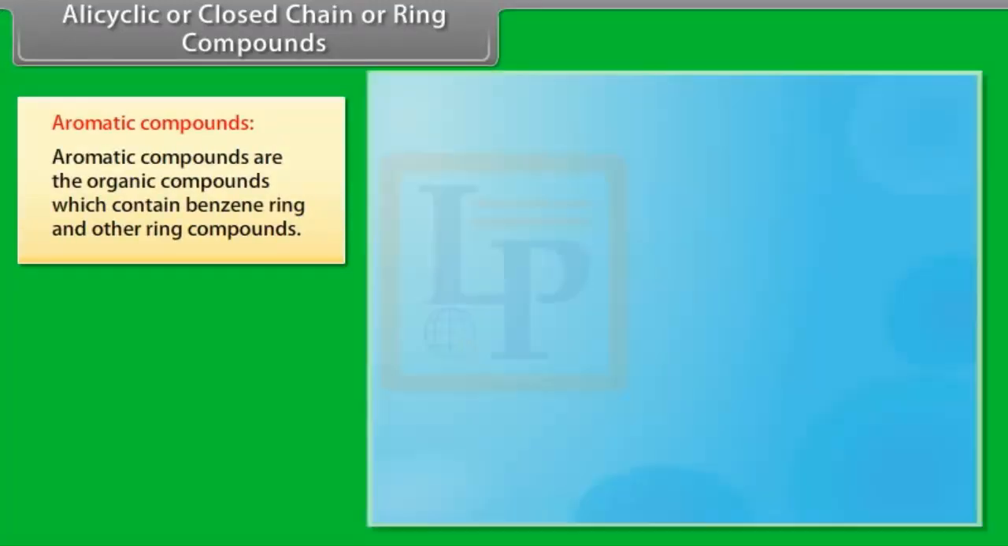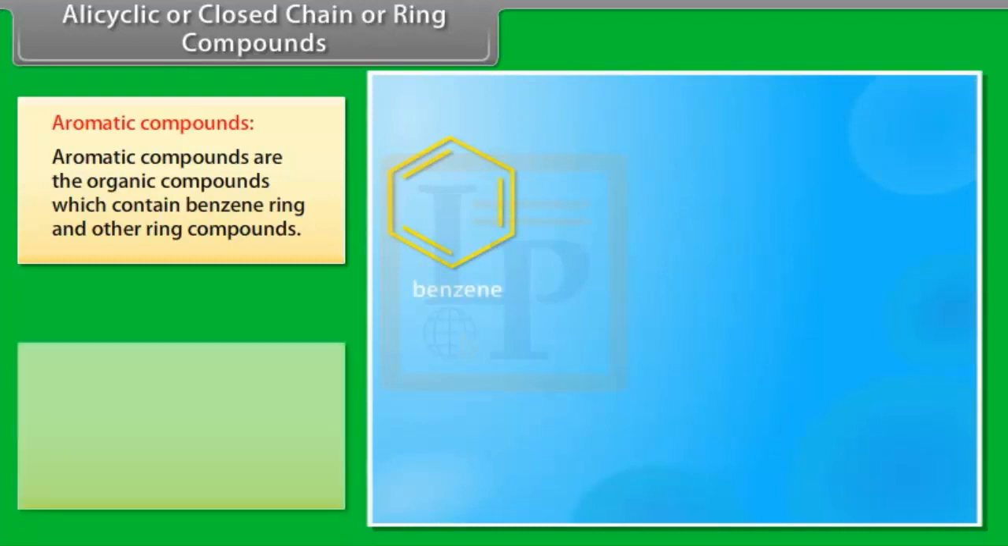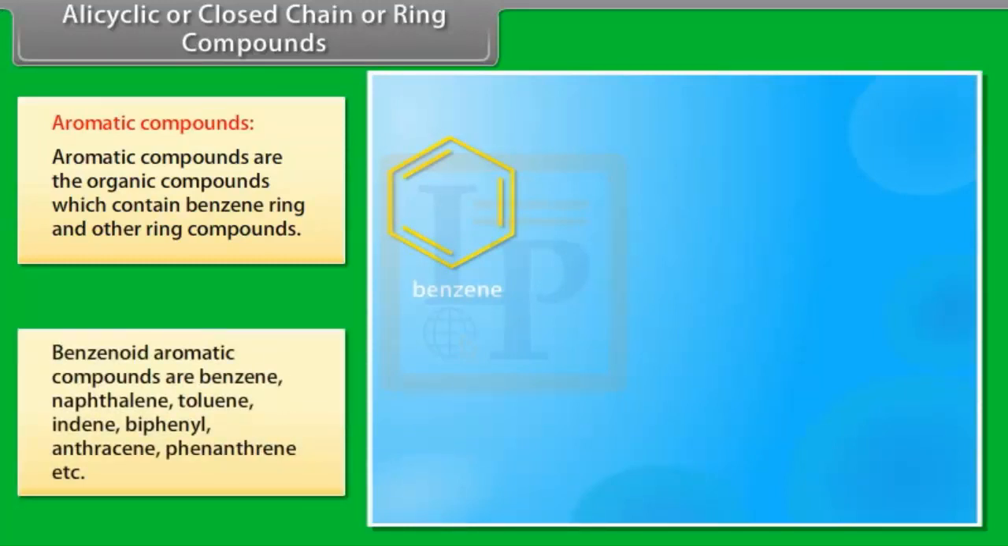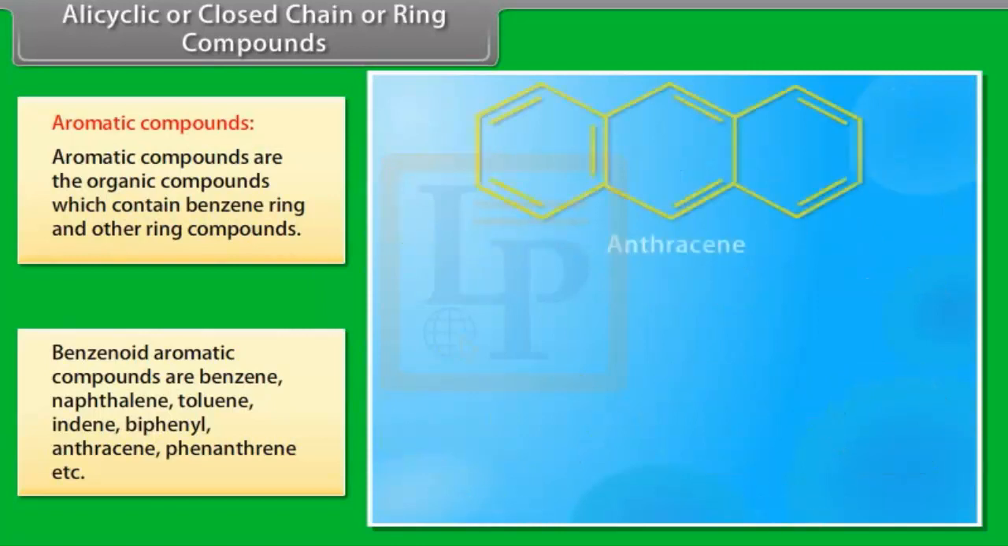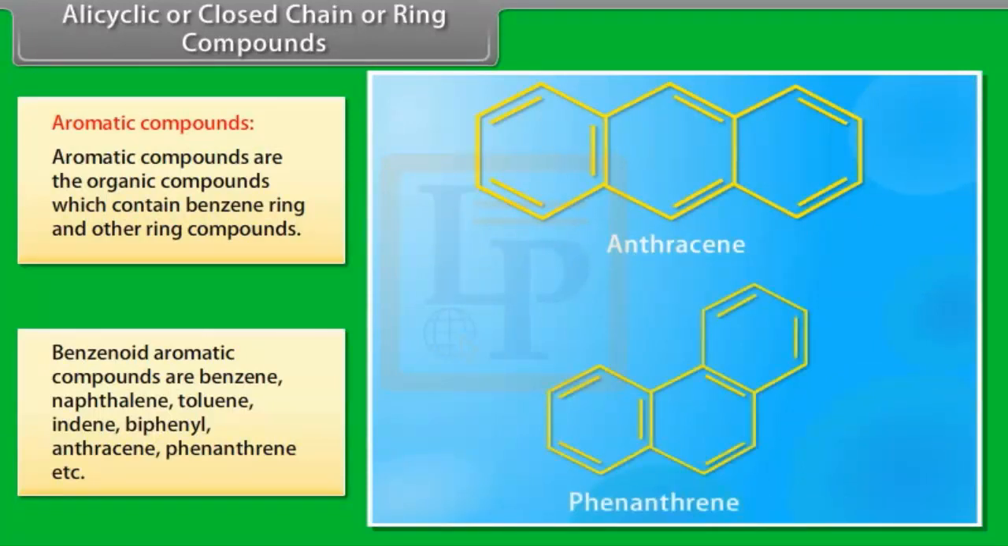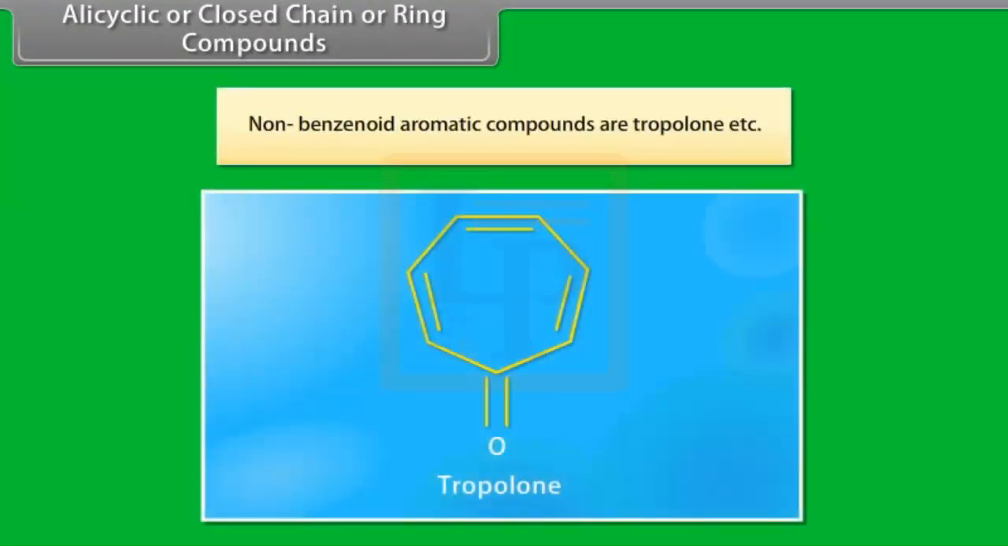Aromatic compounds. Aromatic compounds are the organic compounds which contain a benzene ring and other ring compounds. Benzenoid aromatic compounds are benzene, naphthalene, toluene, indene, biphenyl, anthracene, phenanthrene, etc. Non-benzenoid aromatic compounds are tropylene, etc.